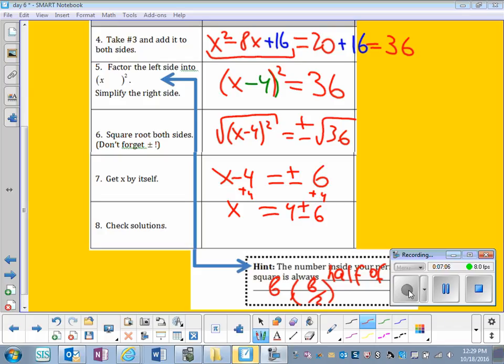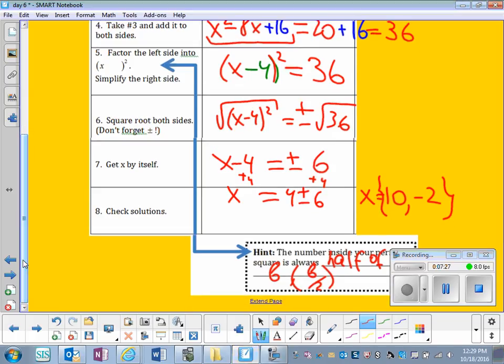Right? How many answers do I have here? 2 solutions. The first solution is 4 plus 6, which is 10. And the second solution is 4 minus 6, which is negative 2. So 2 solutions, 10 and negative 2. And now the last step is to actually check the solutions. How do we check the solutions of the equation? You plug them in, right? We take each of them and plug them into the original equation.